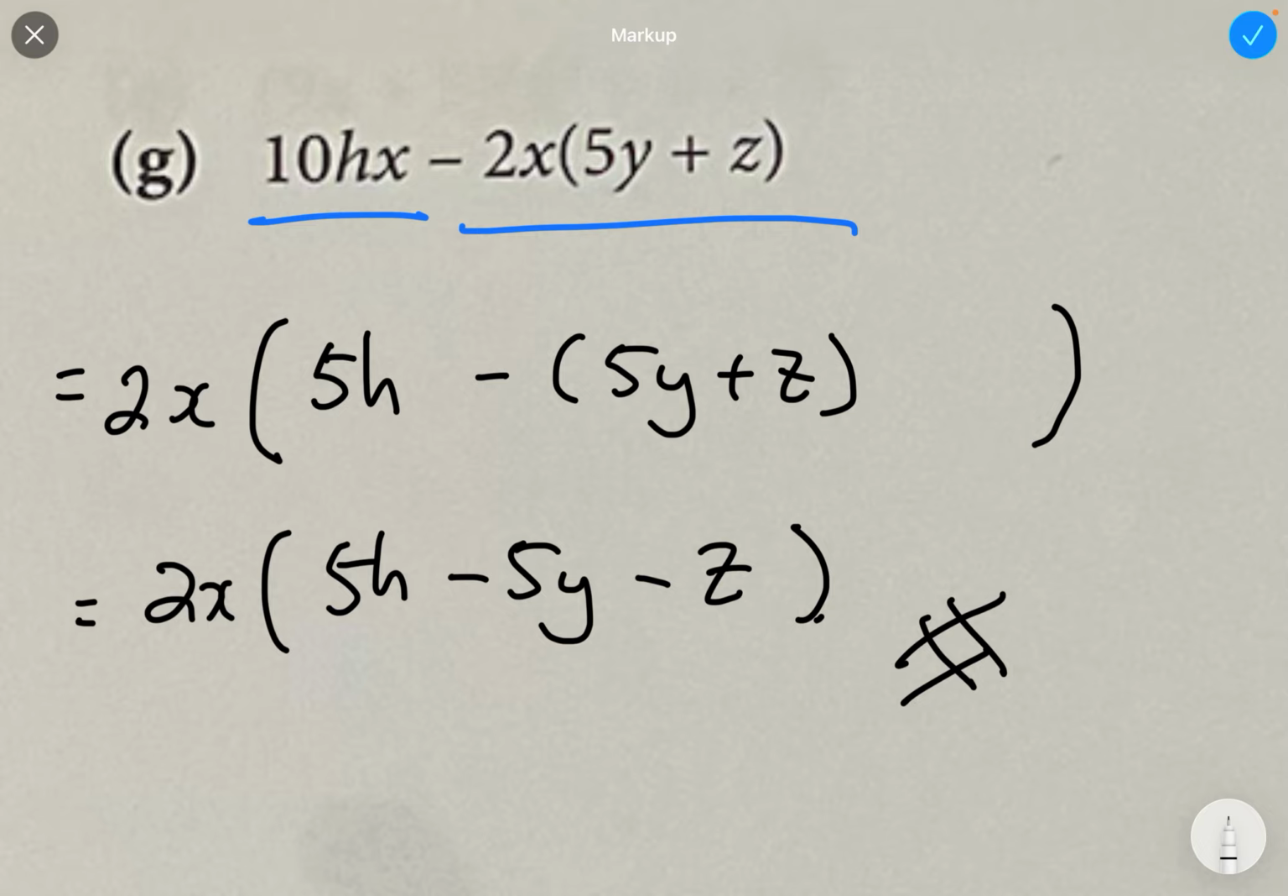Okay, two terms. The front can divide by 10, can divide by 2, 2 can divide by 2. x can divide by x, x can divide by x. So if I start with two terms, take out 2x. 10hx divided by 2x, 5h. Because when I multiply, I must get back the same thing. Then minus 2x times bracket divided by 2x. So minus, still minus, bracket, still bracket. After that, then open the bracket, minus give to 5y, minus give to z.